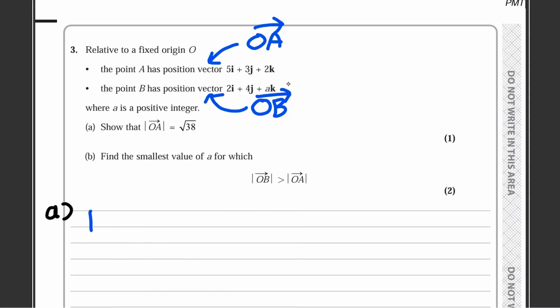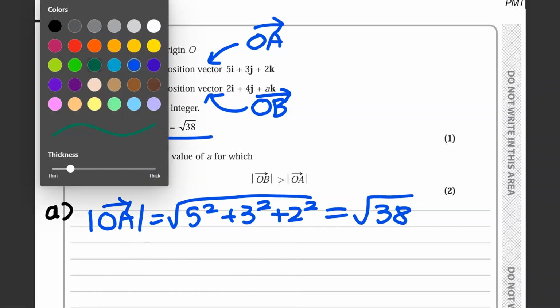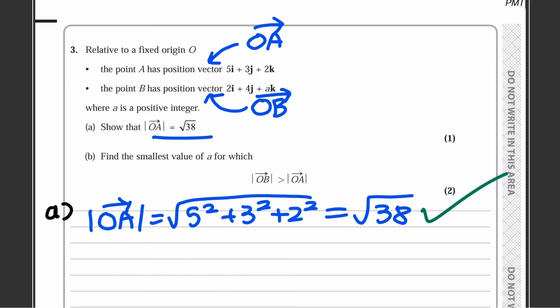So therefore, the magnitude of OA is equal to the square root of 5 squared plus 3 squared plus 2 squared. And if you put this into a calculator, this is equal to root 38, which is what's required. So this is a 1 mark question, and you get it for this.